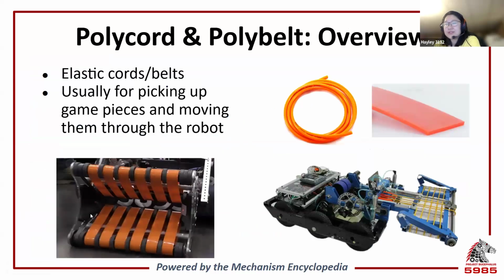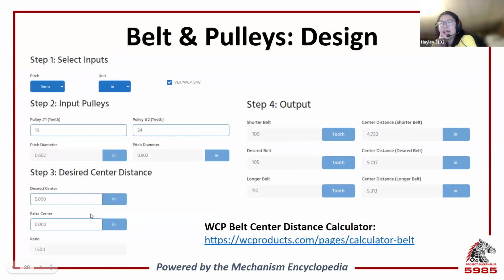But also, when designing with the tool, we have found that the belt is still a little loose. So that's where you can add in the extra center. Usually 0.05 mil is pretty good.